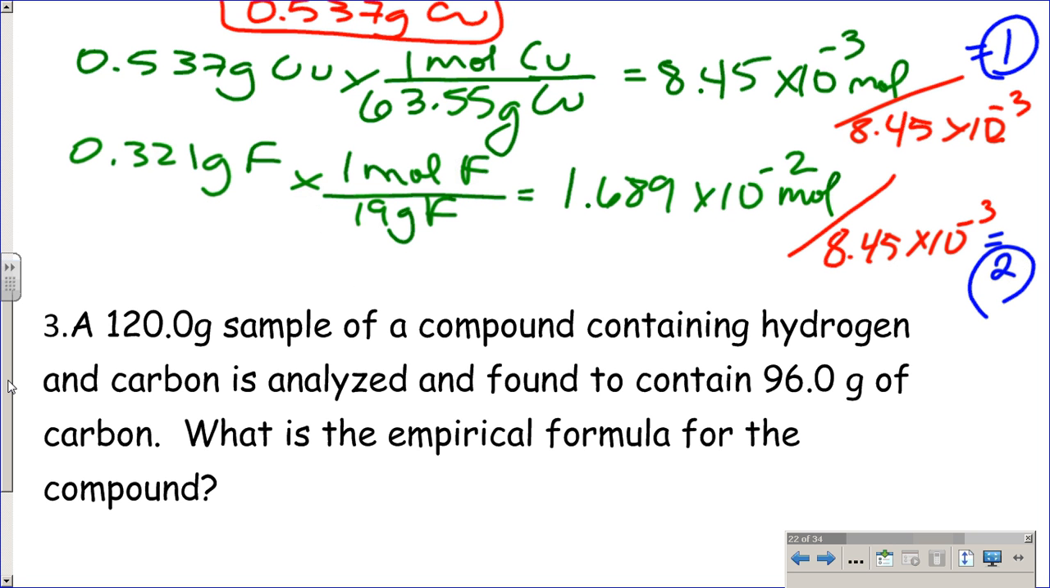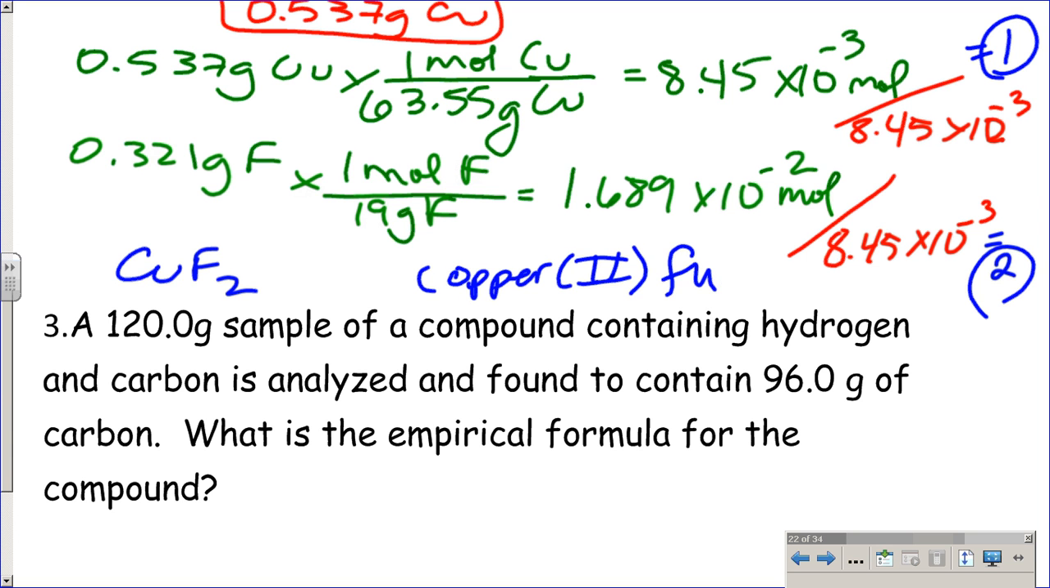All right, so what's the empirical formula? CuF2. What's the name of that? Copper 2 fluoride. Good job.